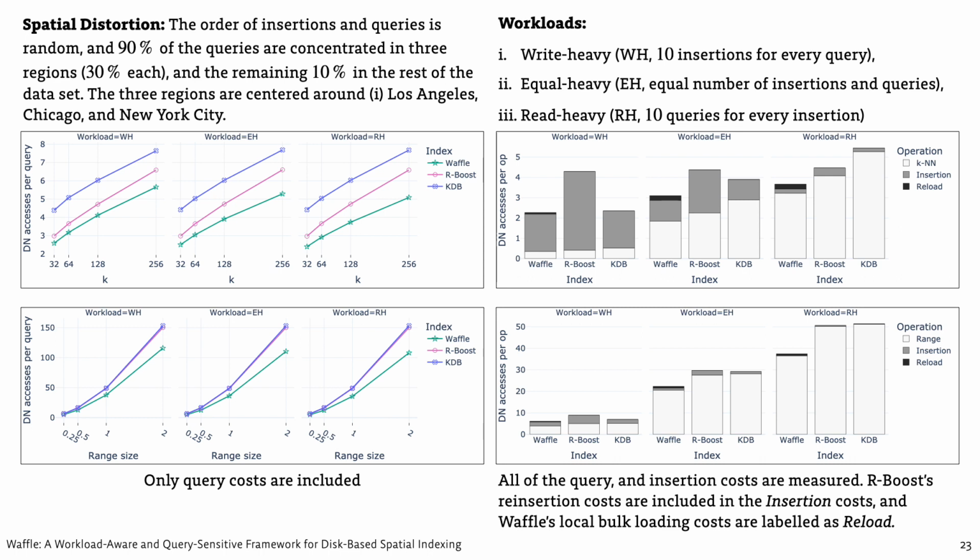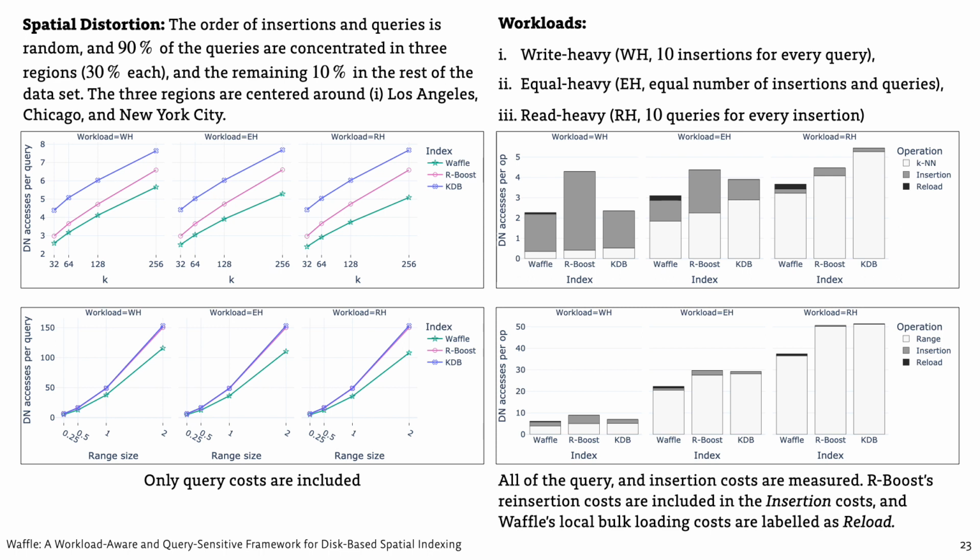First, we see the plots on the left, which measure only the query cost of the indexes. We see that Waffle has better query performance than other indexes for both KNN and range, and that's mainly because of better node shapes and individual focus on directories that are subjected to more read-heavy workloads. And on the right, we measure the total cost, which includes query cost, insertion cost, and any maintenance cost. For RBoost, the maintenance means reinsertions, and that reinsertion cost is already a part of the insertion cost. For Waffle, the maintenance cost means the local bulk loading cost, which is labeled as reload cost.